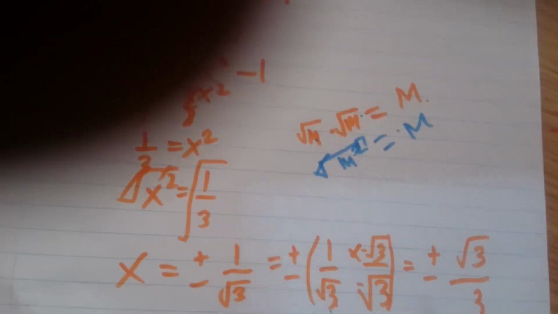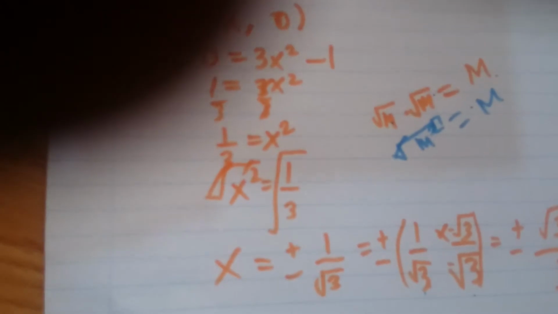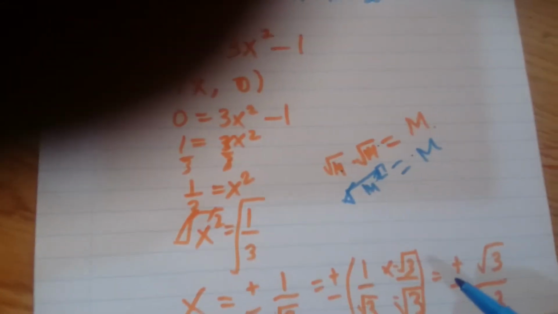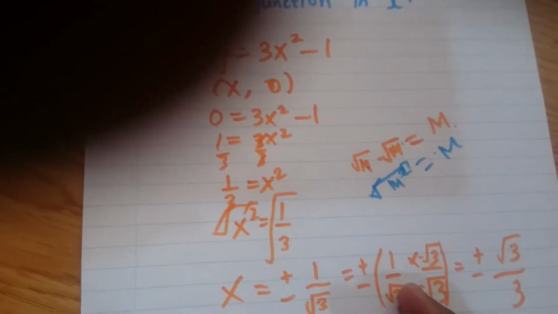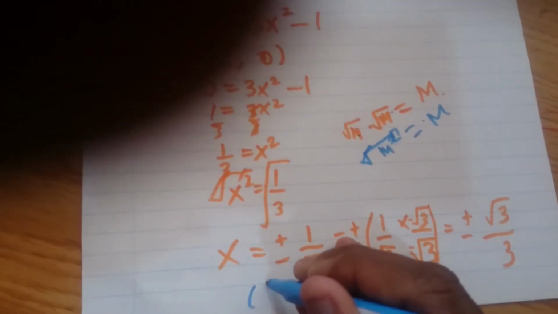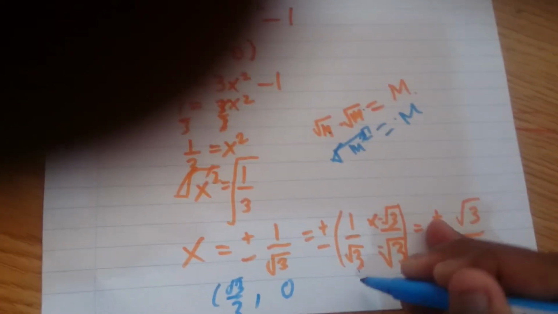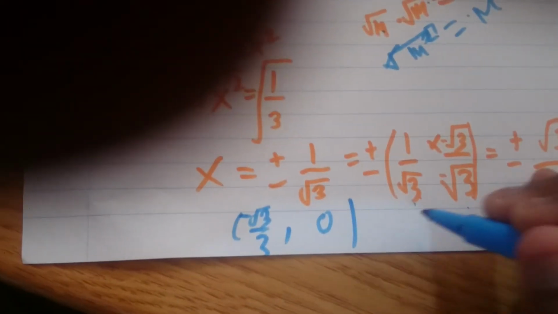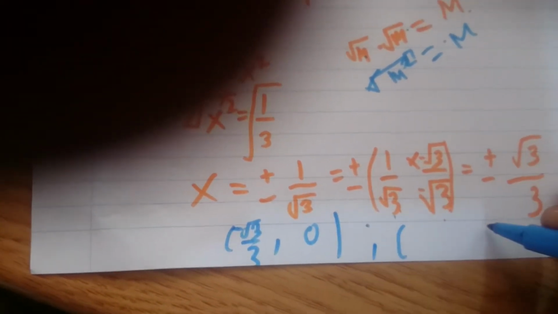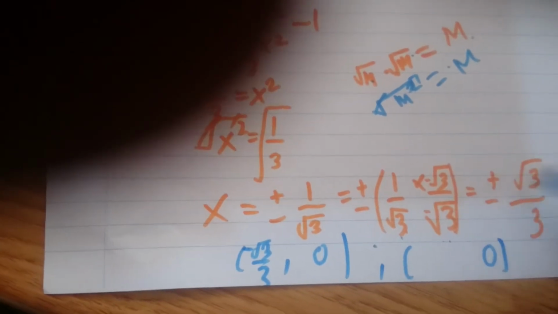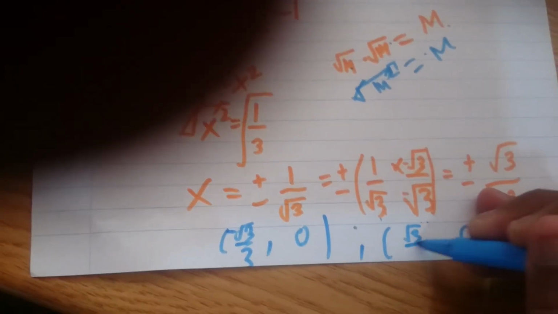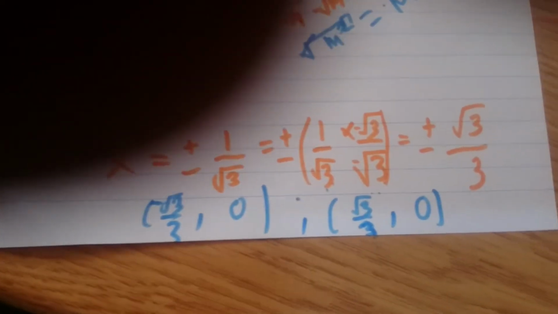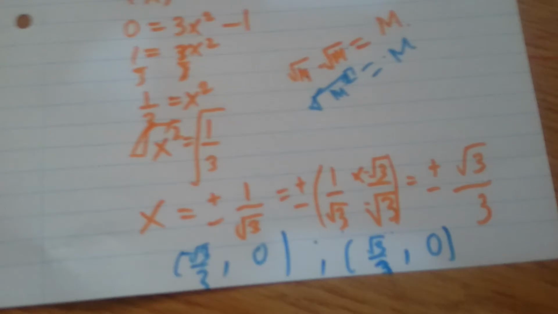So now these are the x-intercepts, meaning we have two x-intercepts. When y equals 0, we got the first x, which is negative square root of 3 over 3, and another one, a positive one, because it is plus or minus square root of 3 over 3, and 0. So now we've got the x-intercepts.